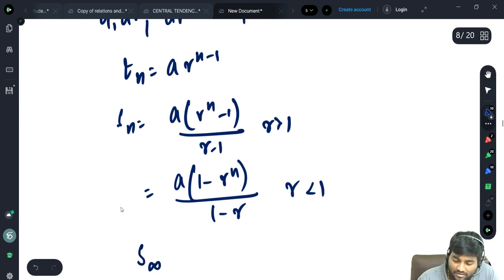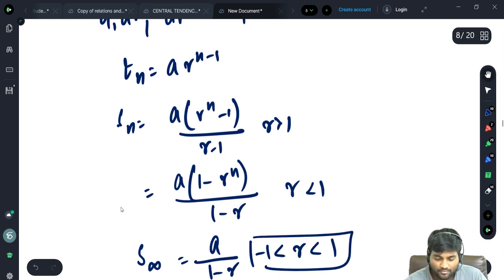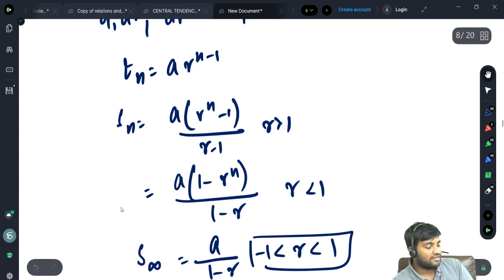a by (1 minus r), but it is only valid when r lies between minus 1 and 1. Very good. Very, very, very, very good.